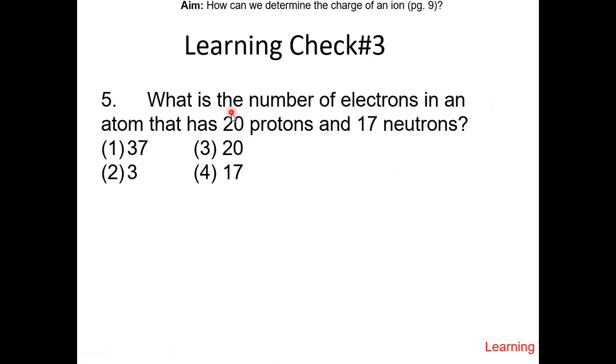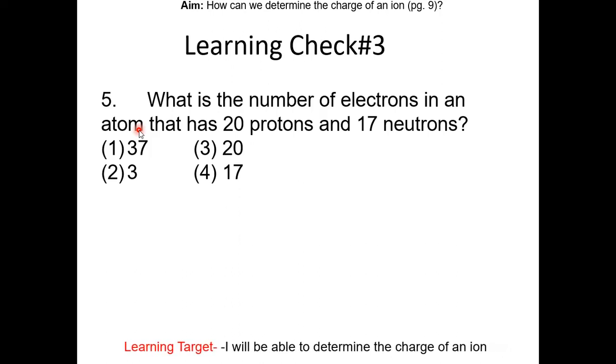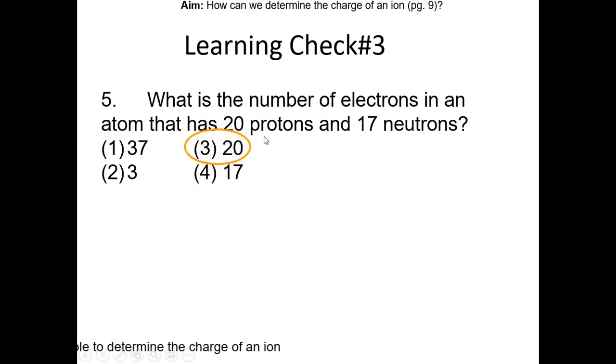Learning trick number 3. What is the number of electrons in an atom that has 20 protons and 17 neutrons? So try this yourself, pause the video, and resume once you have the answer. So the key word here is atom. Remember, atoms are assumed to be neutral unless stated otherwise. So since this atom is neutral, that means it must have 20 electrons. Choice 3.